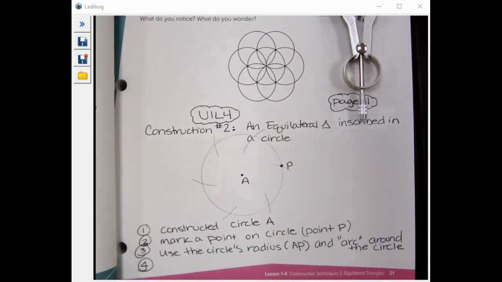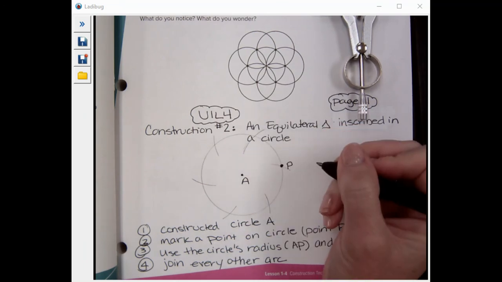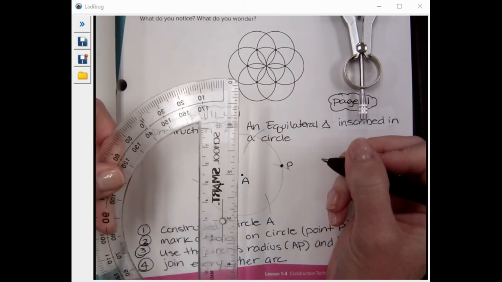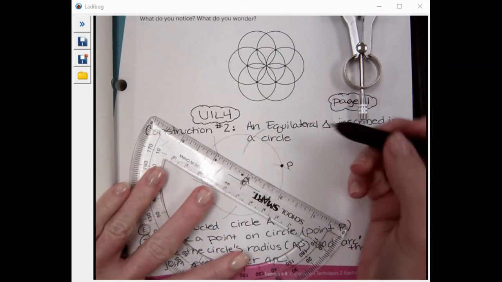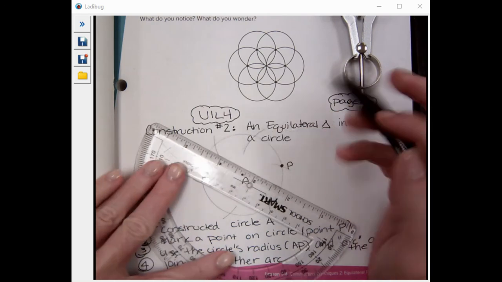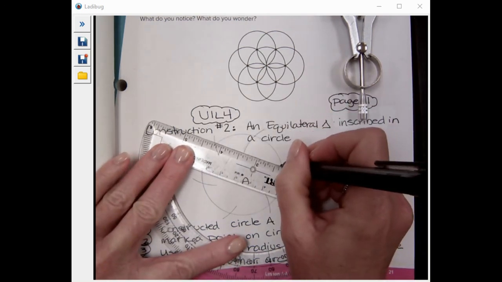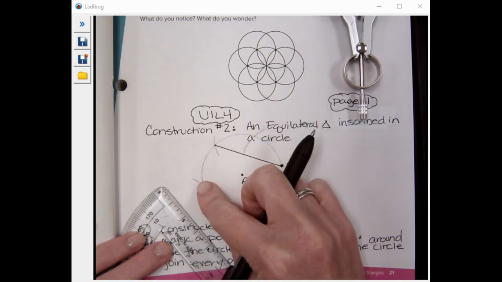And so my next point is to join every other arc. Well, which ones? It doesn't matter. You have to start with one of them. So I'm going to start with this P that I had already marked. I'm using my straight edge because we're not going to freehand any of this. And I want to join every other arc. That means I'm not going to join P to the next one. I'm going to join it to the one after that. This is my every other. So I'm going to join these 2 arcs. Now I'm going to take this arc and I'm not going to join it to the next one.